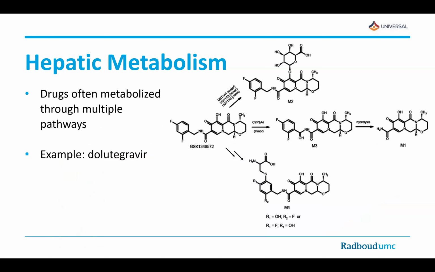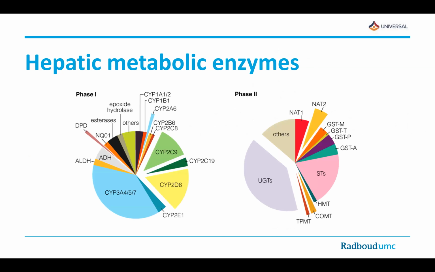So drugs are often metabolized through multiple pathways. So multiple enzymes are involved also. And an example of such a drug is the antiviral drug dolutegravir, which is metabolized by CYP3A4, which is shown here, but also by UGT, for example. There are many different hepatic metabolic enzymes, as you can see in this figure. The enzymes that are most abundant are the CYP3A4 and UGT enzymes, and these are also responsible for the metabolism of most drugs.